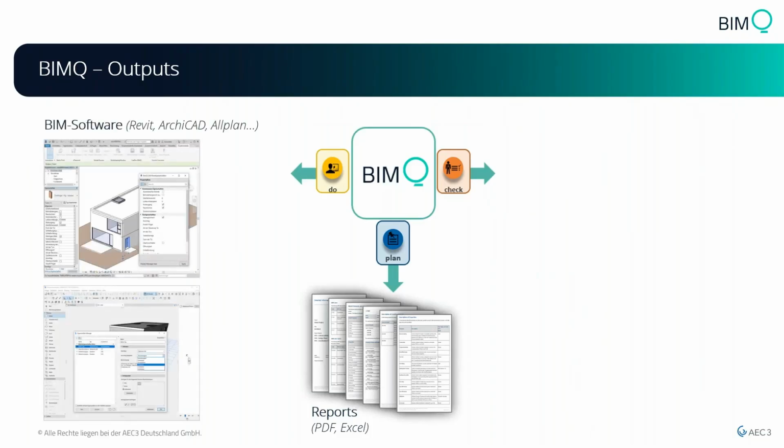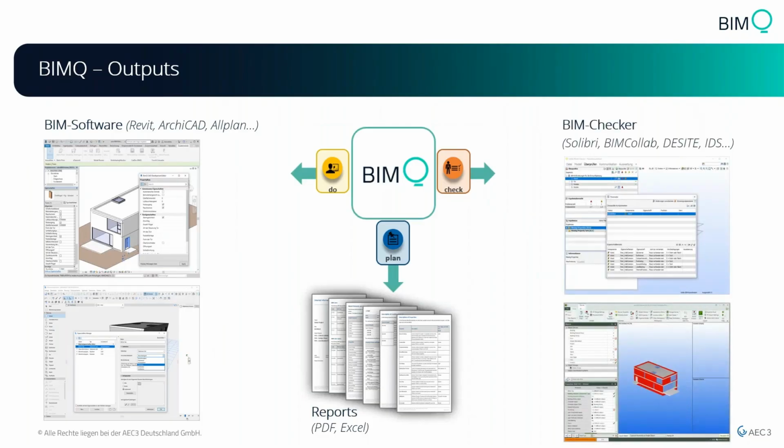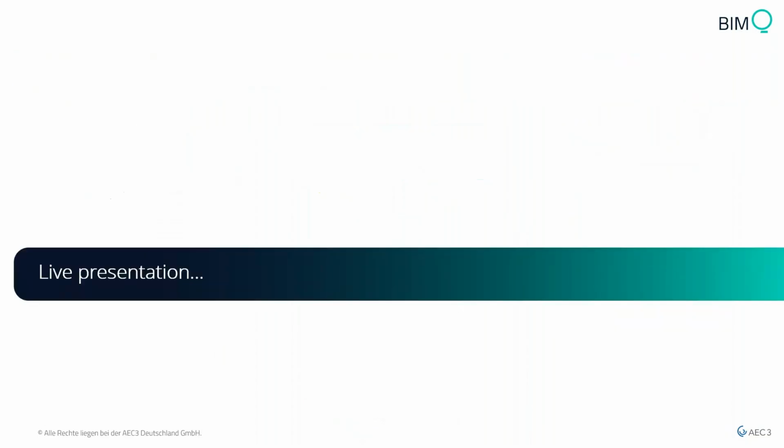The second export option is our software template export, in which the information can be imported into a specific authoring tool, such as Revit, Allplan, or Archicad. And the third option includes our checking rules for native formats, such as Desite, Solibri, or BIM Collab, or as an open and standardized data exchange format in the form of IDS checking rules.